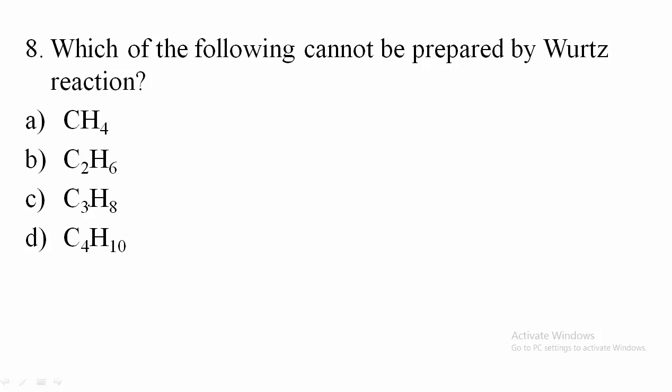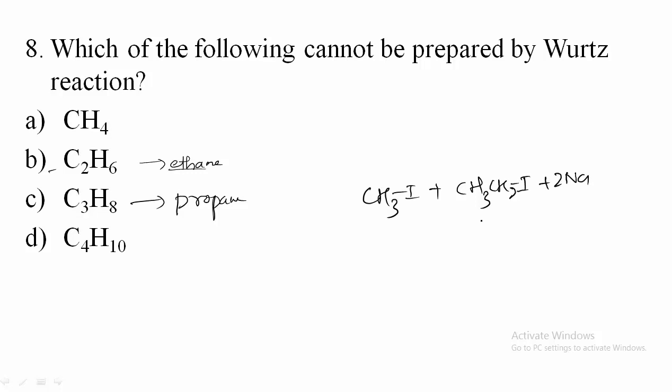So the Wood's reaction, here you can see C2H6. Will it be prepared? That is ethane. Just now we have seen the example. Ethane can be prepared. And C3H8, this can also be prepared, which is propane. Okay. So simply if we take CH3I plus CH3CH2I plus 2Na, what will it give? CH3CH2CH3. That is propane. So that can also be prepared in presence of dry ether. That is Wood's reaction. And C4H10.